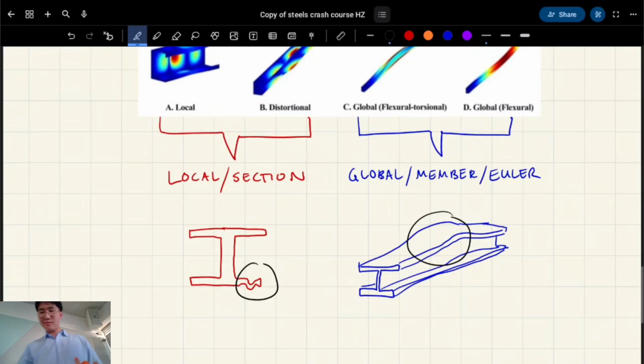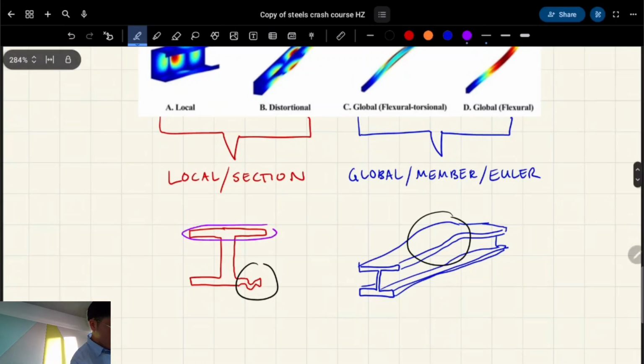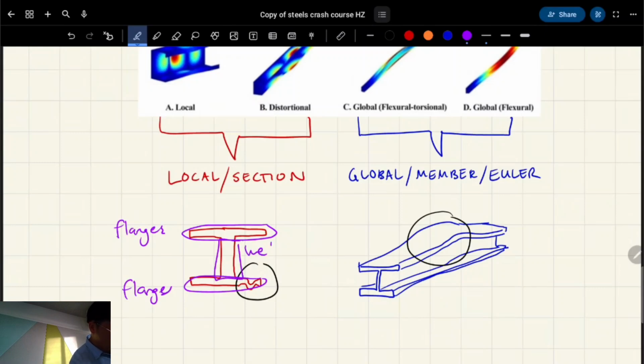I should probably tell you guys what parts of the section are called and like how they're classified, because I forgot to mention that. So we have this and this. These are called flanges. And this is called the web. Okay? That's just terminology. So it's actually based on the width, right? So like when I say width, I'm talking about this dimension, yeah?